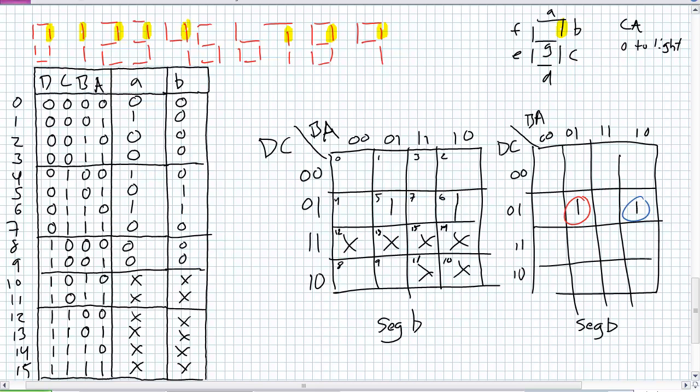Whereas with the don't cares, use them if it helps me. There you go. Use them if it does help you. Bigger group. Do I want this one? No, it doesn't help me. I'm adding an unnecessary product term. Red, so I've got C, not B, A. The blue term is also going to be C and B, not A.